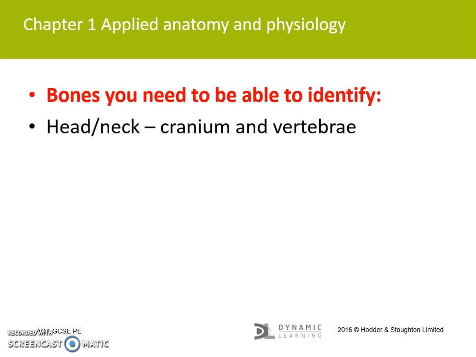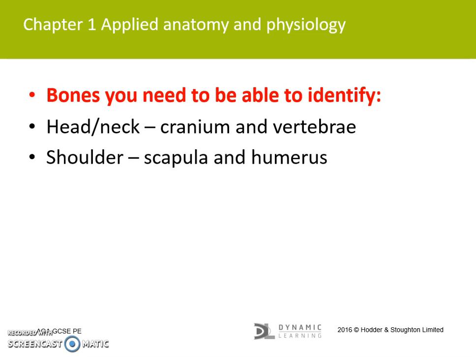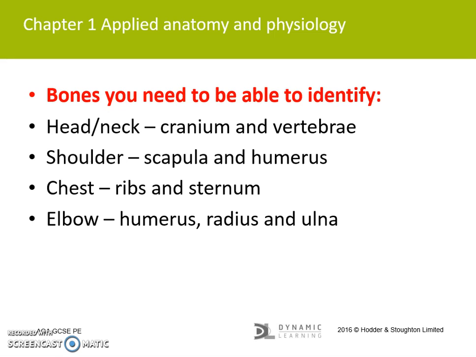So, the first one in the head is your cranium and your vertebrae, which is in your neck. You've got to know where the scapula and the humerus are in your shoulder. For the chest, you've got to know the ribs and the sternum. In the elbow, the humerus, radius, and ulna bones.